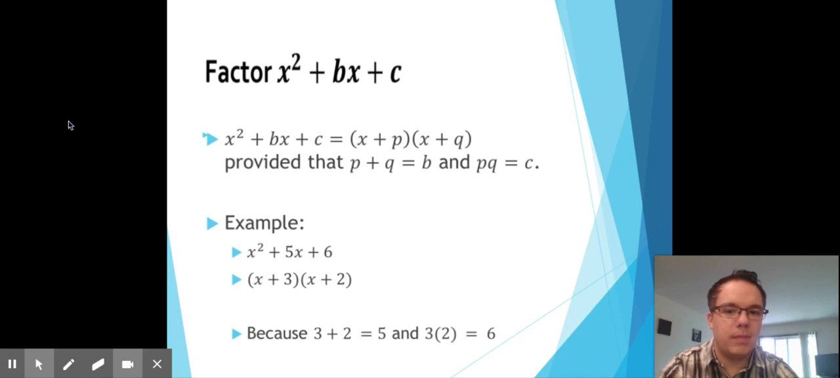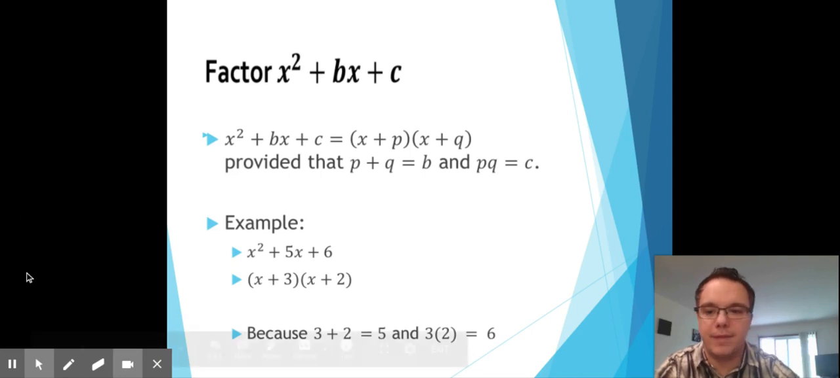Two numbers that multiply to get 6 are 6 and 1, but 6 plus 1 is 7, so we don't want to use that. Two numbers that multiply to get 6 are 3 and 2, so 3 times 2 is 6, and 3 plus 2 is 5. So that is the correct two numbers we want. So we're going to write it as the factorization of x plus 3 times x plus 2, because a positive 3 times a positive 2 equals positive 6, and a positive 3 plus positive 2 equals 5.